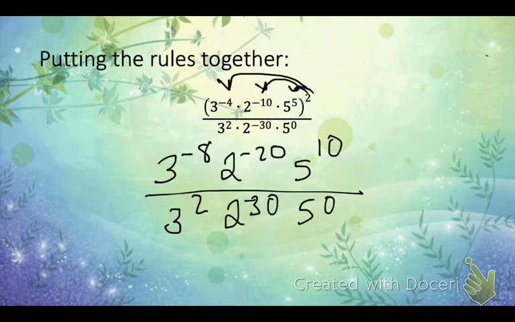Okay, next I do my quotient rule, which means I keep the base and I subtract the exponents.